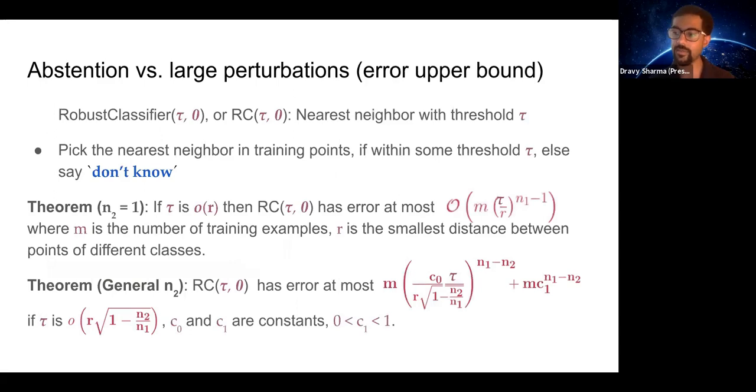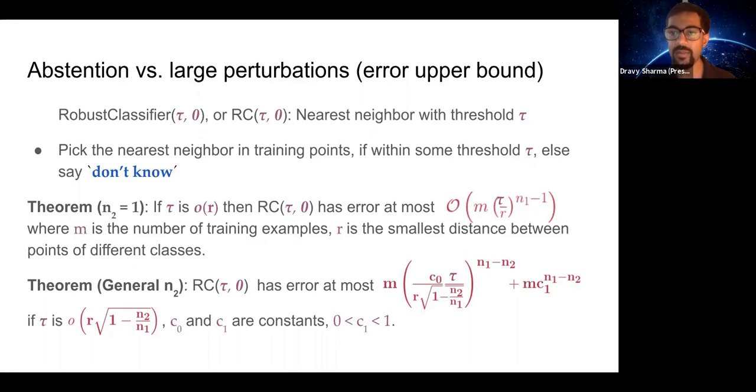So let's move ahead. We have a theorem for n2 equals 1, which is instructive to look at. Suppose we assume a well-separated assumption, so there is a smallest distance R between points of different classes. Essentially, this can roughly be obtained by setting sigma, the outlier parameter, appropriately, but I won't have time to go into that. Assume there is a separation between points of different classes, and we have M training examples, then the error is at most M times tau over R to the n1 minus 1.